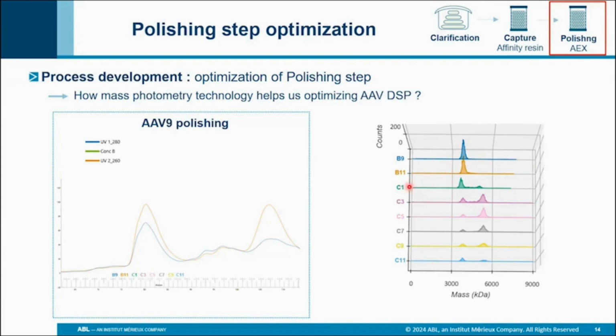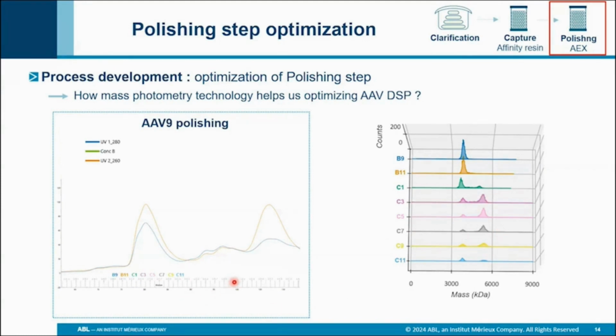That's quite interesting because if you look at the chromatogram, this C1 fraction is right at the beginning of the peak, so you might have thought that it's full, when it's mainly empty. Then the fractions C3 to C9 were the ones where we actually enriched for our full AAV.